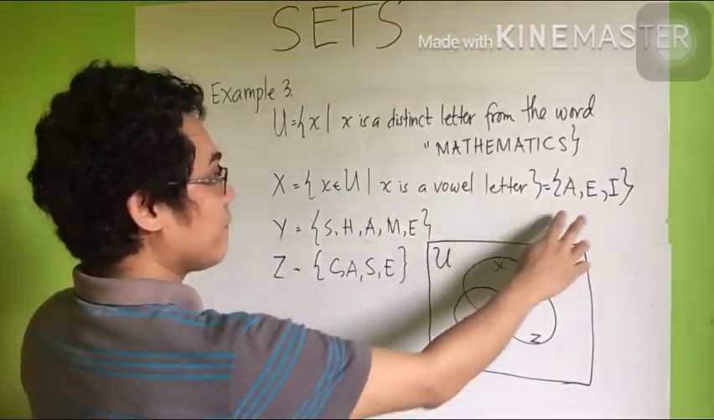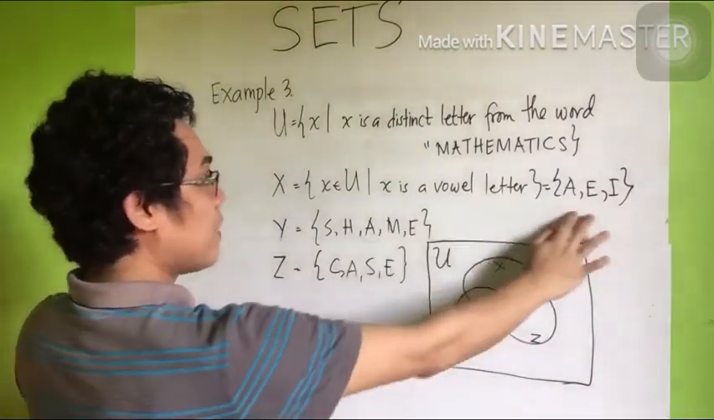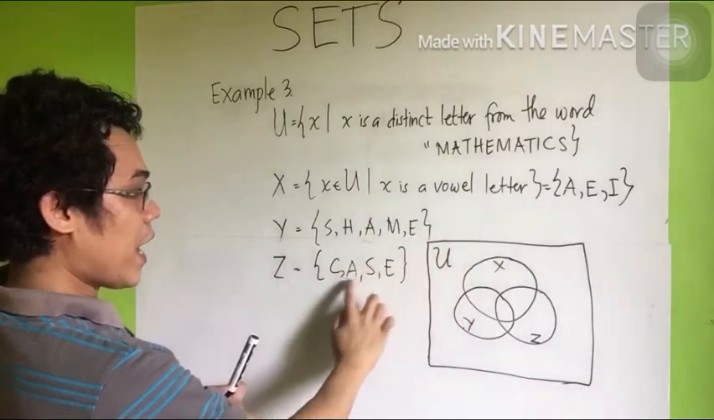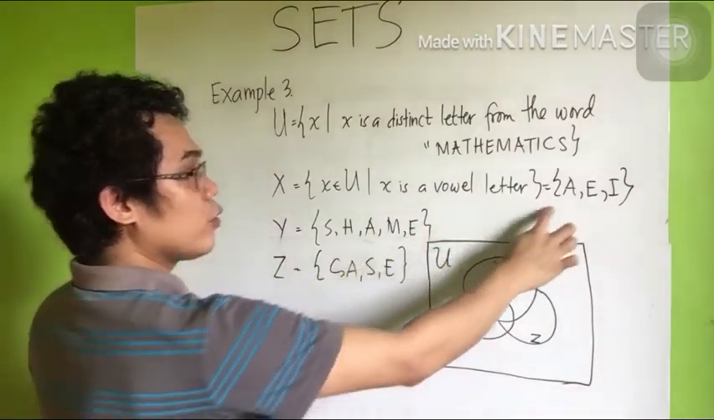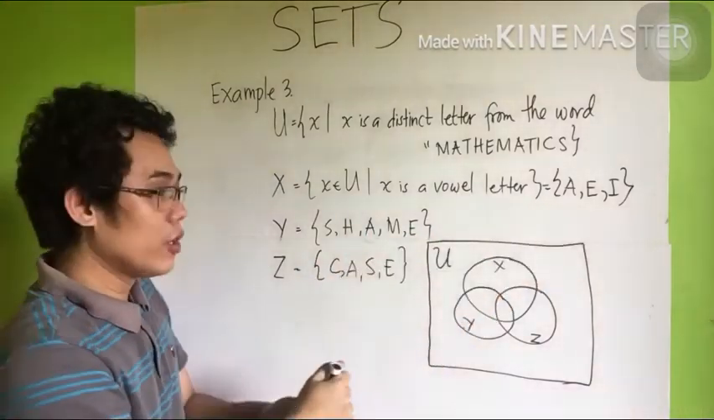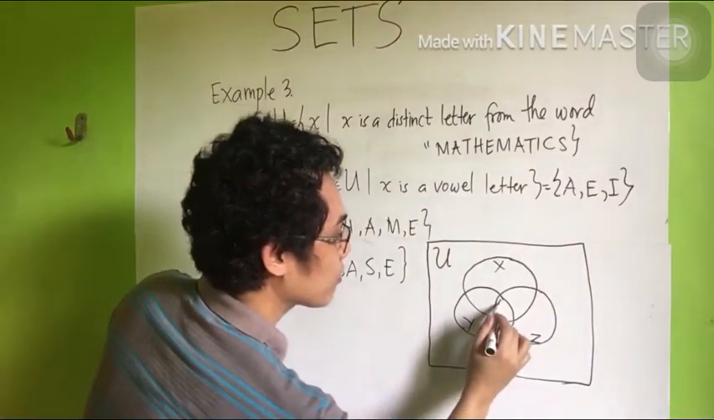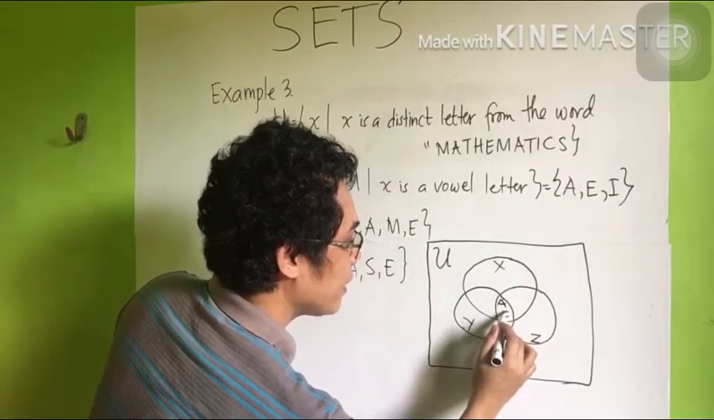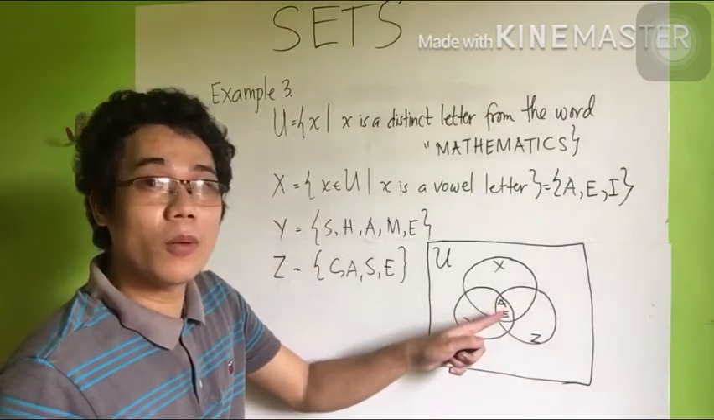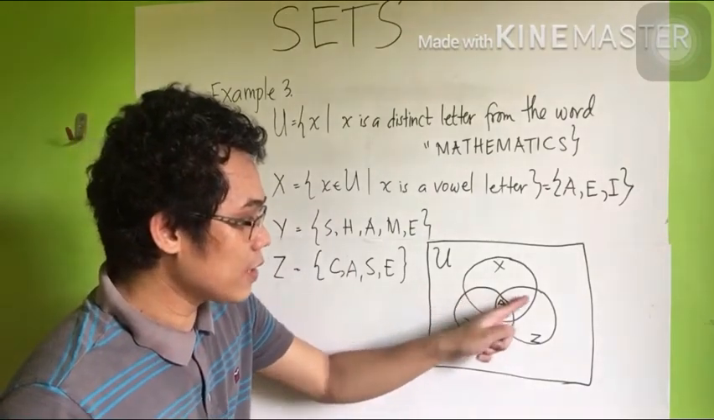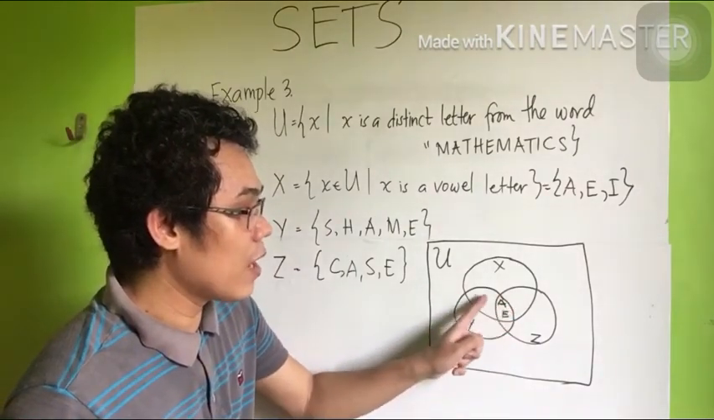So, we have here, vowel. So, ang common nila is A, E. Ito yung common ng tatlo. So, we have here to put A, E. Ito yung intersection ng common ng tatlo. Dito naman, intersection ng tigdadalawang set.